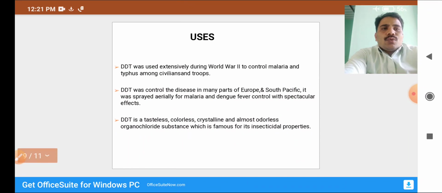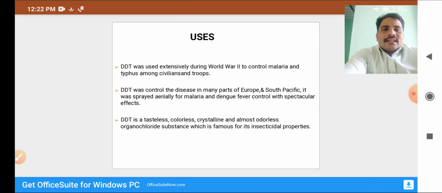what are the uses of DDT? DDT was used extensively during World War II to control malaria and typhus among civilian populations. DDT controlled the disease in many parts of Europe and the South Pacific. It was sprayed aerially for malaria and dengue fever control with spectacular effects. Some other times DDT has been used as a spray.